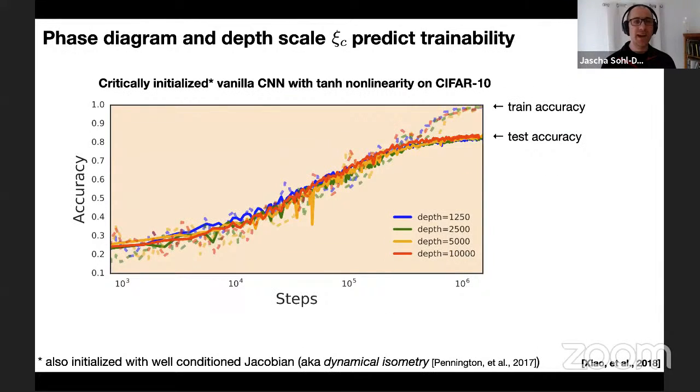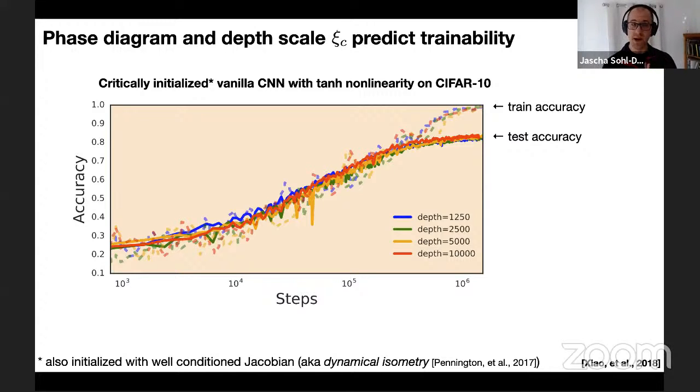So in fact, we find that to be true. Here, I'm showing an experiment where we train a vanilla convolutional neural network with no residual connections or batch norm or any of the other usual tricks or techniques that are used in very deep networks. We do this with an initialization, which was carefully chosen to lie on the critical line. We also chose the initialization to satisfy another property known as dynamical isometry, which demands that the Jacobian spectrum be well conditioned, but I'm not going to dive into that subtlety here.